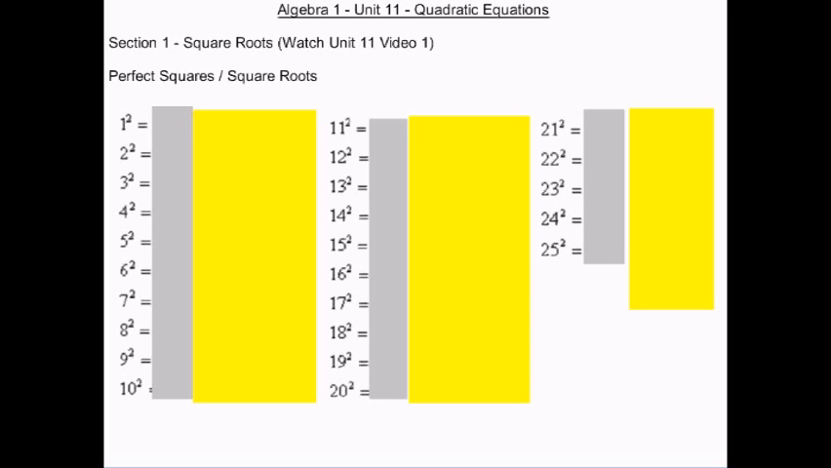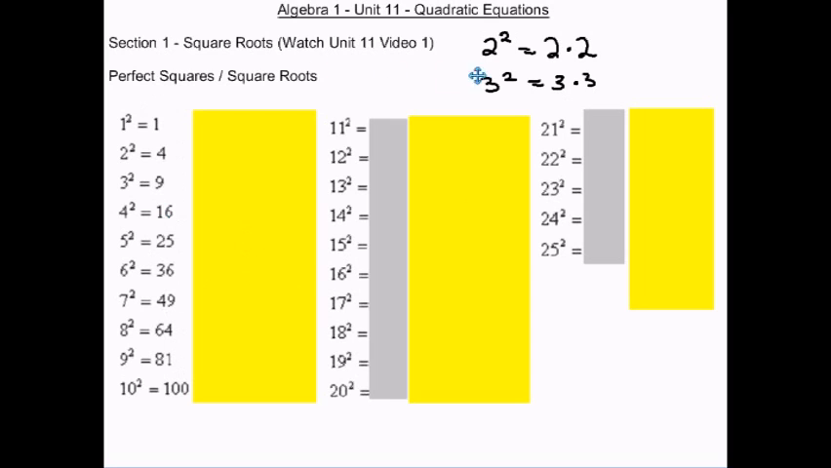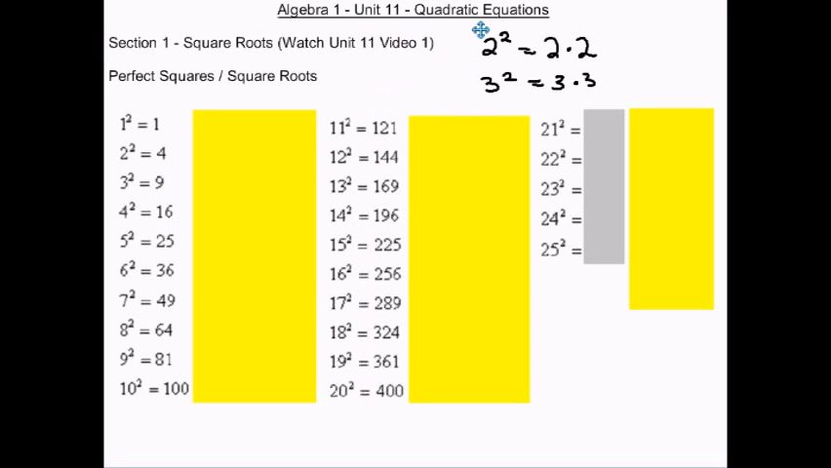In order to solve quadratic equations, we really do need to deal with squares and square roots. So we take our perfect squares, and remember, a perfect square occurs when you have a number times itself, like this. So we have our perfect squares, 1 through 25, and I highly recommend that you memorize these.